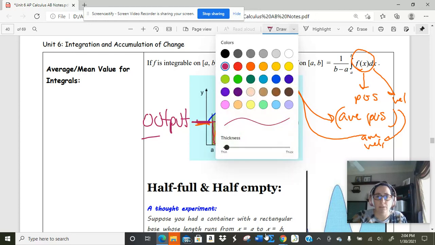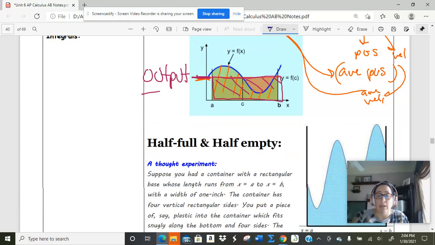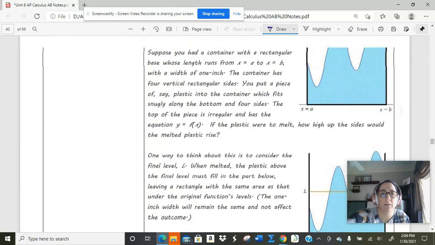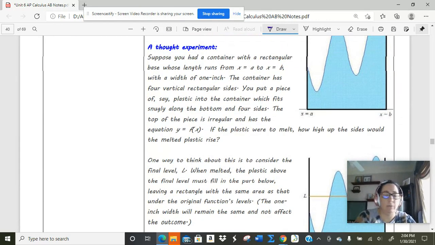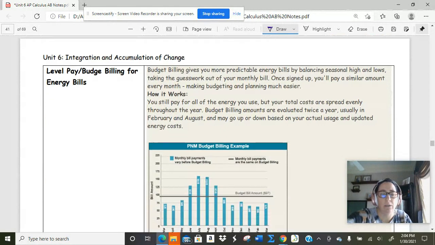Oops, just lost. Well, let's try another color maybe. Not quite sure. But that output, I would write, is the average value. Okay? And I'll let you read through and think about that. And then I'm going to take you through a couple real life scenarios.